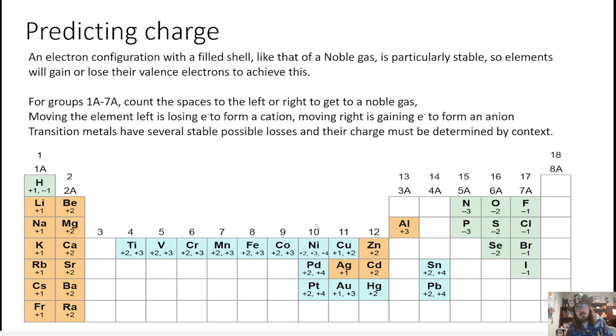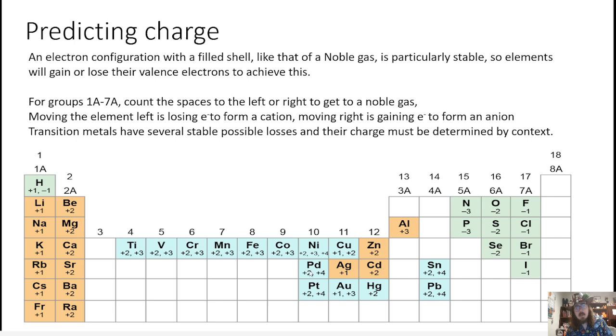You'll notice iron could be +2 or +3. Chromium can be +2, +3. Nickel could be 2, 3, or 4. Copper 1 and 2. Palladium 2 and 4. Platinum 2 and 4. Gold 1 and 3. Mercury can technically be 1 or 2.